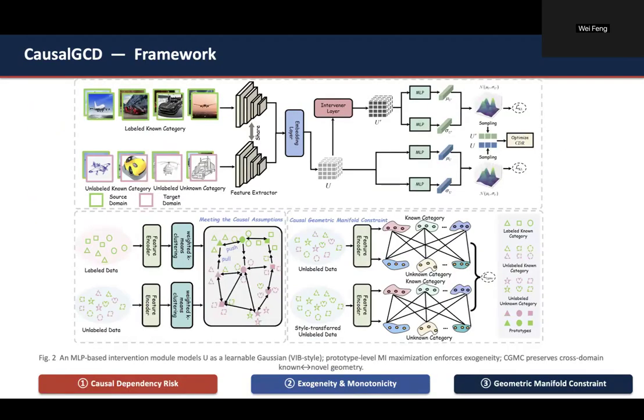This is the framework of our method. The carrier GCD has three components. First, we introduce the carrier dependency risk, which measures how predictions change under interventions on the semantic variable. Second, we enforce exogeneity and monotonicity through prototype level mutual information. Third, we propose a carrier geometric manifold constraint, which preserves the geometric relationship between known and novel categories across domains. These modules together make category discovery more robust to domain shift.